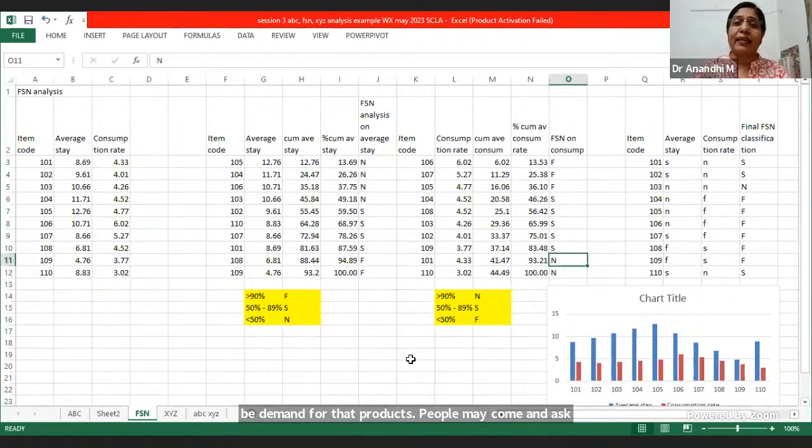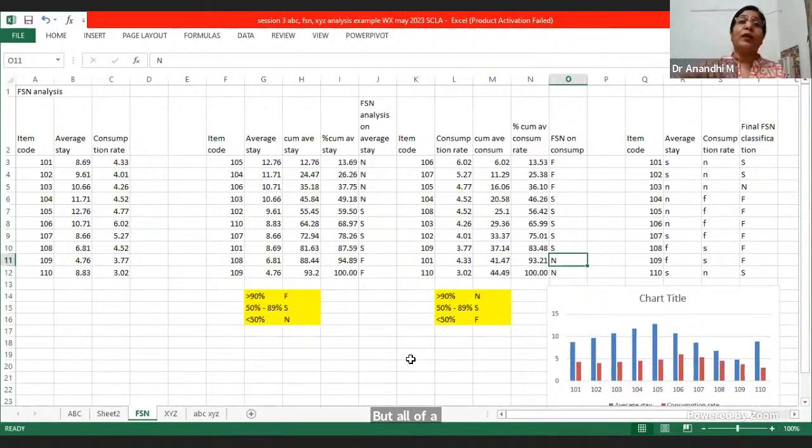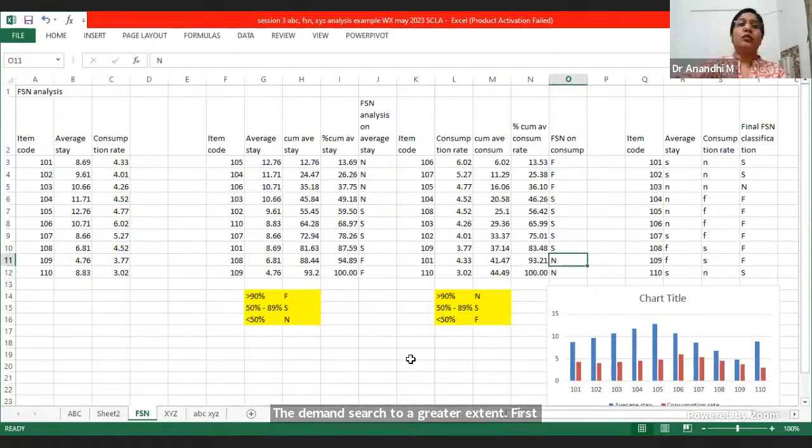What happened? Sanitizers, masks and all that. Never before the pandemic had I used sanitizer in my life. But all of a sudden, from a non-moving item, it got escalated to the level of a fast-moving item, not even a slow-moving item. The demand surged to a greater extent for such category of items. So that is where your demand forecasting is going to help you out in planning your inventory levels. Got it?